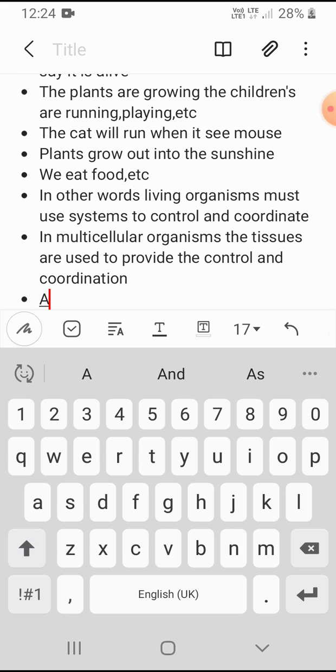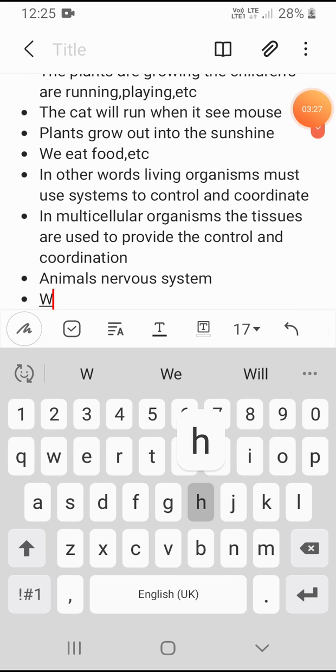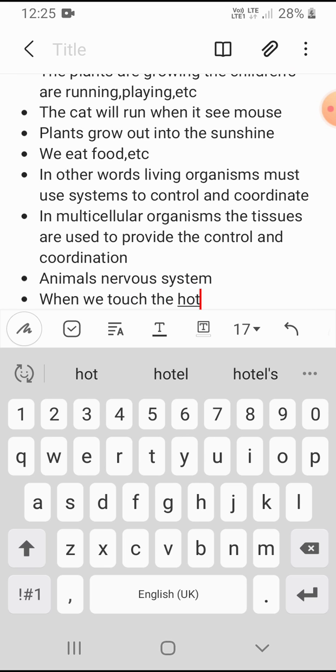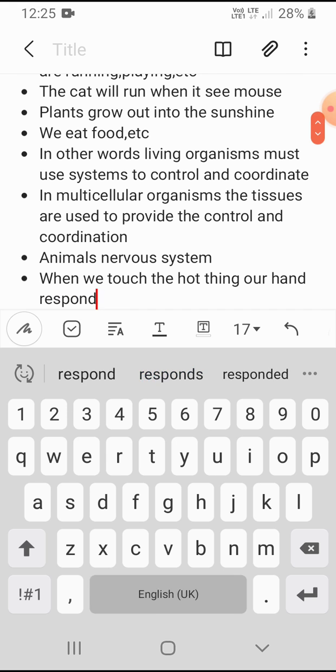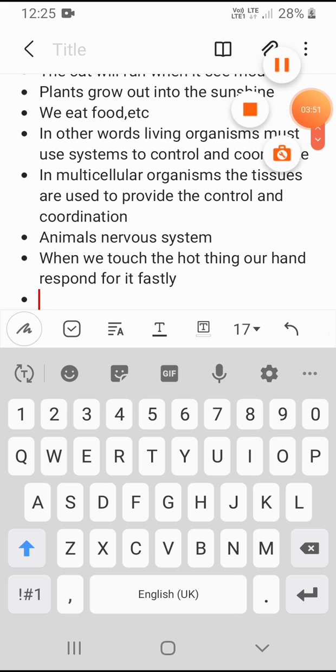So let's come to the animal's nervous system. When we touch hot things, our hand responds to it fast. Suddenly it will respond. When you touch it, your hand will come out suddenly. Why is it like that, you may think.